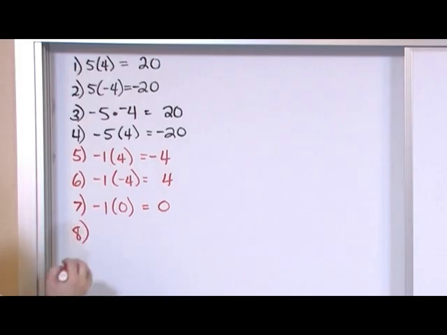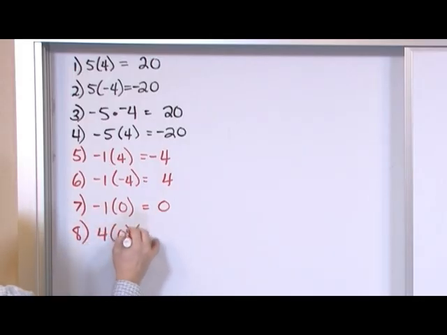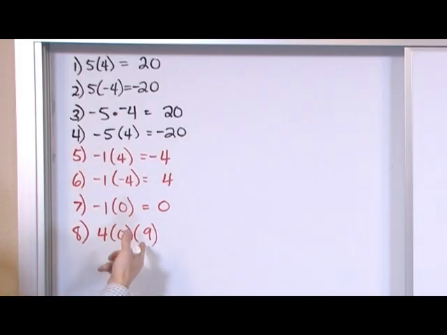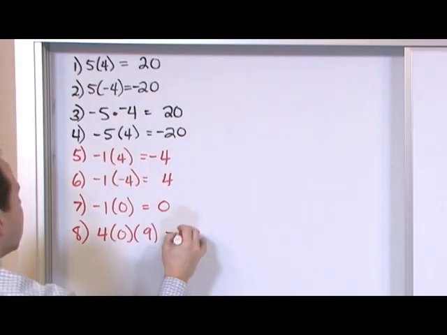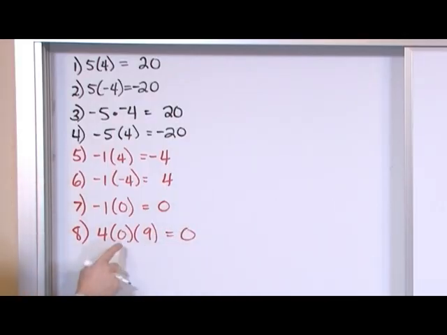So number 8, let's say 4 times 0 times 9. You could say 9 times 4 is 36, 36 times 0, but you can just sort of look at it. Anytime you have a bunch of numbers multiplied and there's a 0 in there anywhere, the answer is going to be 0, because 4 times 0 gives you 0, and 0 times 9 also gives you 0.